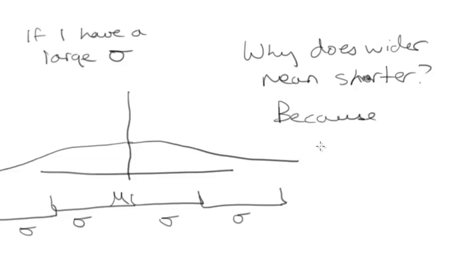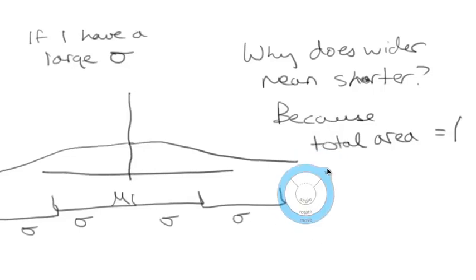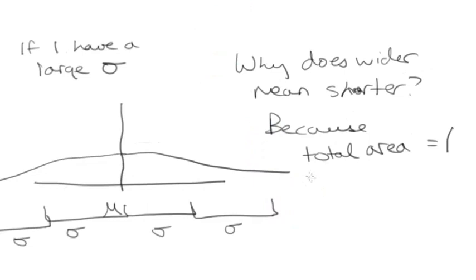Because total area is always 1. No matter how wide it gets, it can't cover an area bigger than 1. So if it gets very wide, it also has to shrink. If I have a small standard deviation, here's 1. With a small standard deviation, the whole thing got a lot smaller because I'm running out of room here. It has to get taller. Hang on, let me clear the screen.